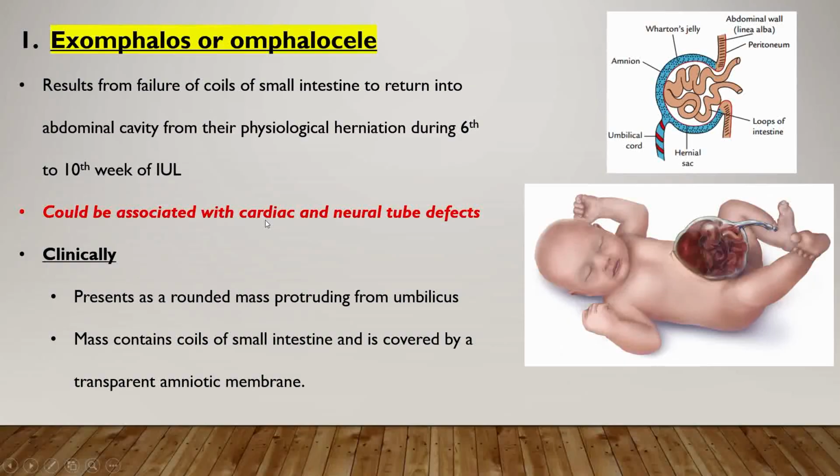It can be associated with cardiac or neural tube defect. It can be presented as a rounded mass protruding from umbilicus, and the mass contains coils of small intestine and is covered by transparent amniotic membrane. Okay, so that is exomphalocele, exomphalos or omphalocele. Remember, it is covered by the amniotic membrane. The reason is failure of return of the loop of the small intestine after the physiological herniation.